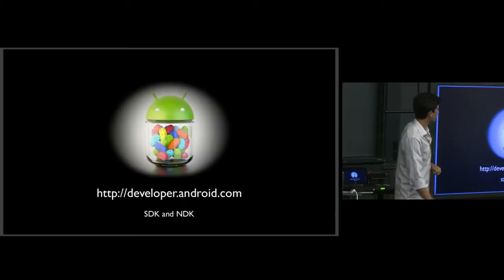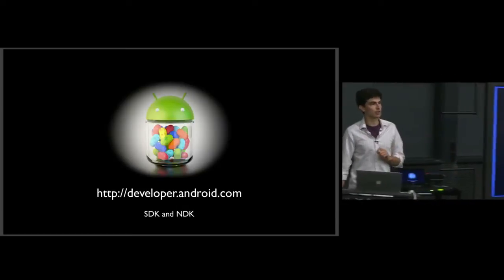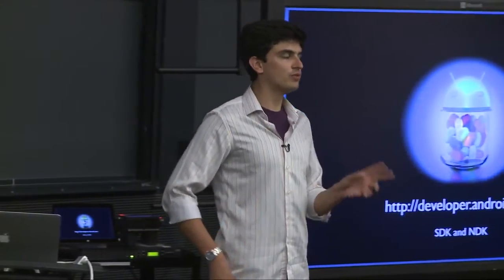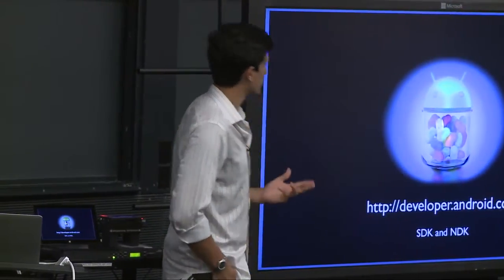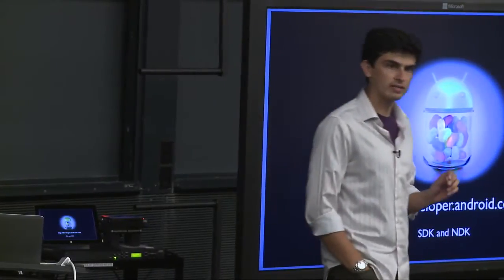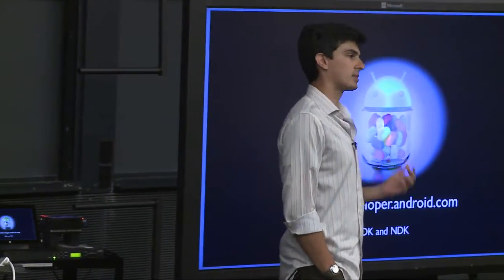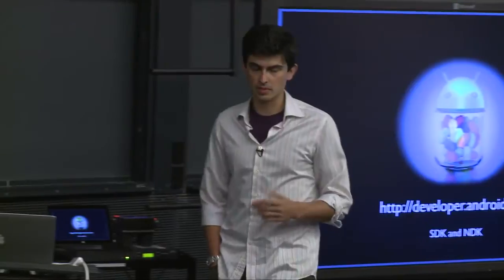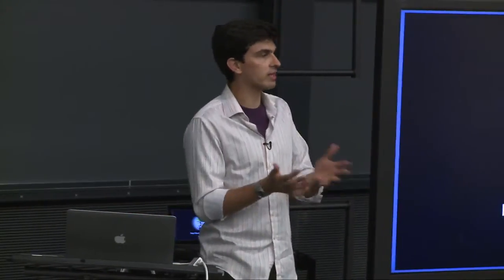You can also download the SDK from this website. You'll notice if you go to the website, though, that there's two versions of the SDK. There's the Software Development Kit, the SDK, and the Native Development Kit, the NDK. The Native Development Kit is a bit lower level. It allows you to write high-performance applications in C or C++ and basically embed them within an Android application.